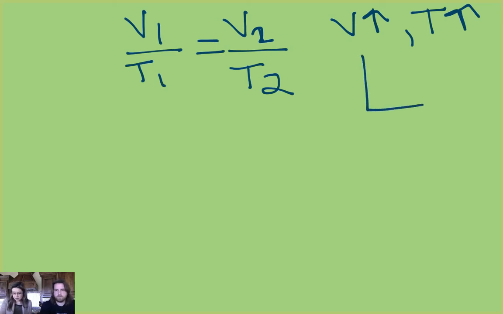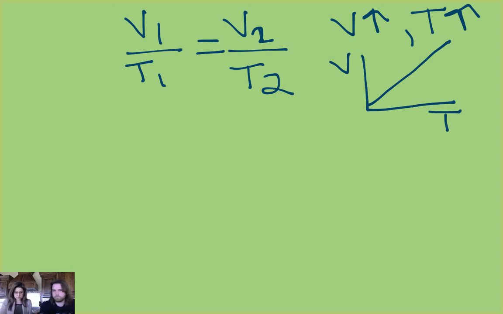I think I got that. And our graph for this one looks like this. A direct relationship. Yep. And a little thing you guys should always remember, if 2 things are directly related, you divide them. That's why we have volume over temperature equals volume over temperature. Direct divide. Remember that. Okay.